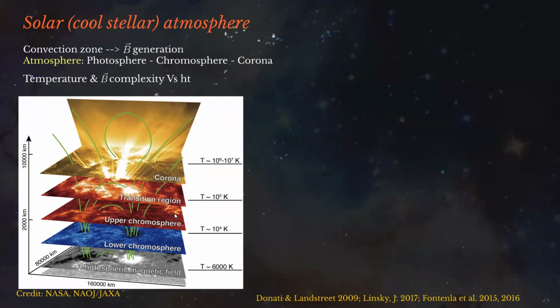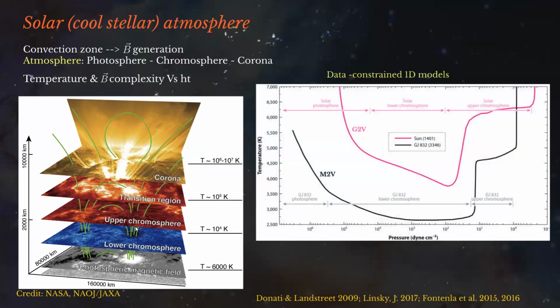That's a result of this atmospheric activity, which is driven by magnetic fields, the complexity of which increases when you go to the upper chromosphere and out into the corona. This is what we call the chromospheric and coronal heating problem, and the complex magnetic fields are the reason for that.